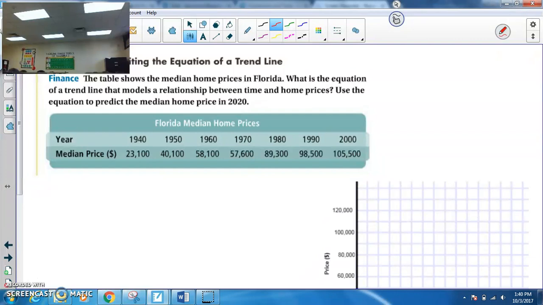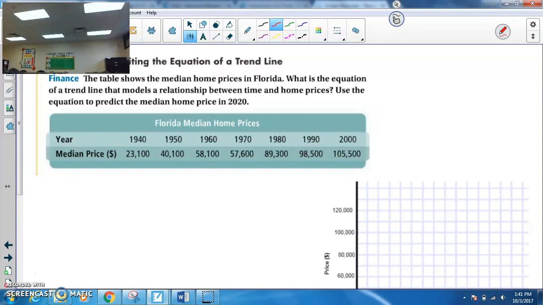Problem 2, writing the equation of a trend line. So, first, what is a trend line? A trend line is a line that approximates the relationship between the variables or data sets in a scatter plot. So we can use a trend line to make predictions of data, and we're going to use 2 points from our data set that are on this line to find the slope, so then we could write the equation of the line.